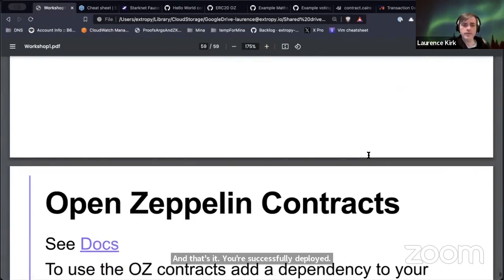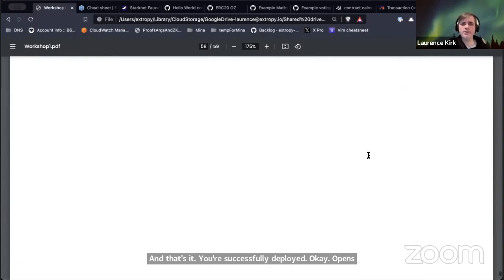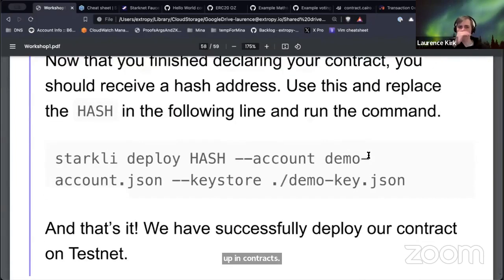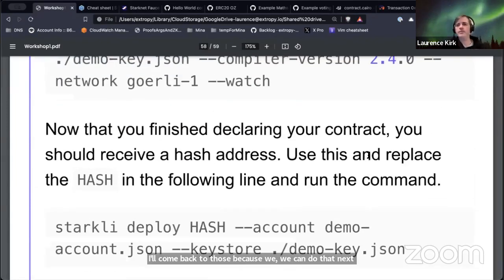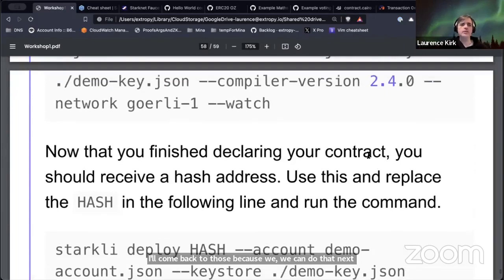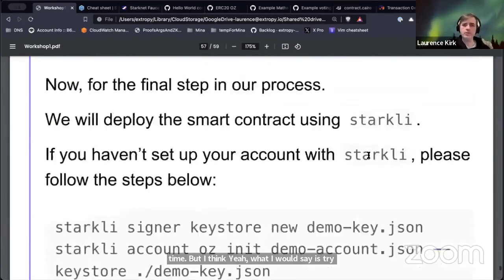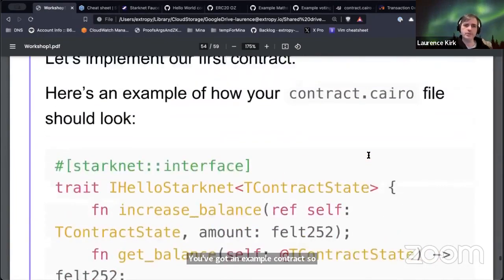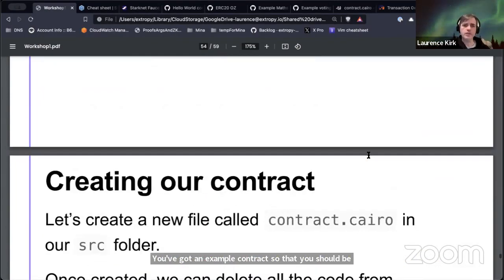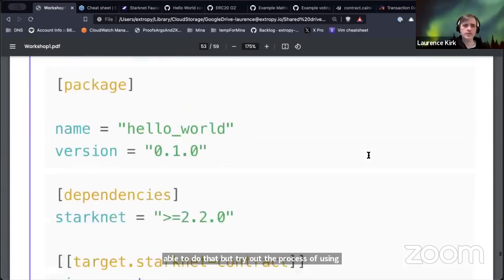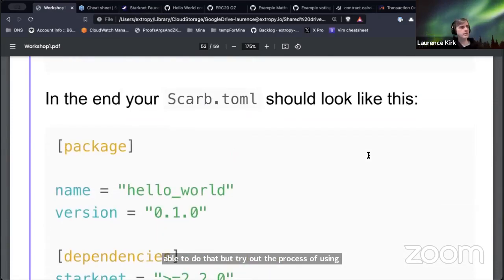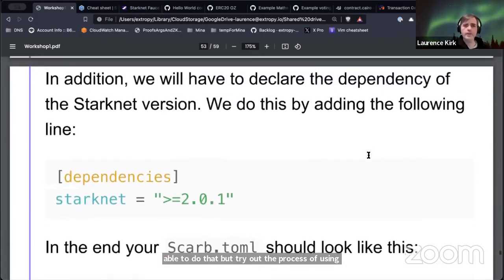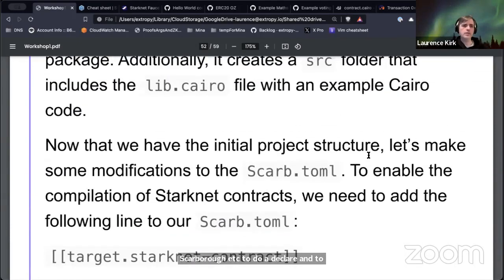Okay. OpenZeppelin contracts, I'll come back to those next time. But what I would say is try out this process. You've got an example contract, so you should be able to do that. Try out the process of using Scarb, etc., to do a declare and a deploy onto a test network, so you can make sure that your environment is all set up.